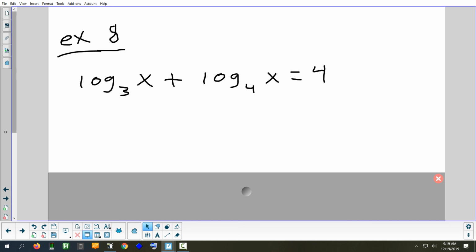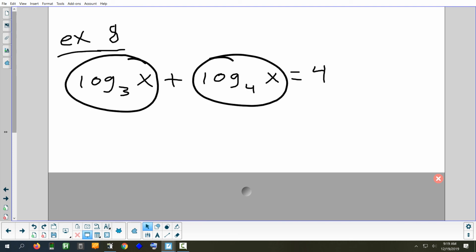So with a problem like this, the only thing that you could try first is changing each one of those using the change of base formula. But all I want you to really see in this one is that the bases are different. That's all I wanted you to notice. So you can't just take any logs that are added and always put them together. Only if the bases are the same. So here, bases are different. Doesn't mean you can't solve it. Yes, you can. You can still solve it.